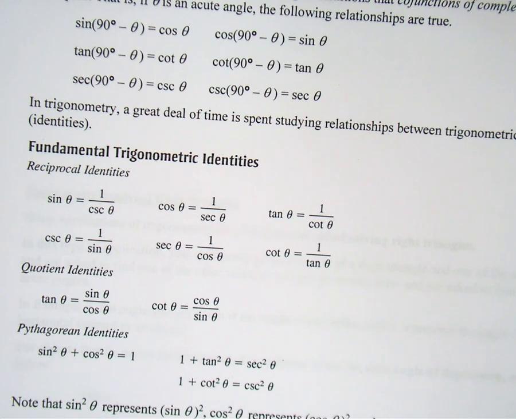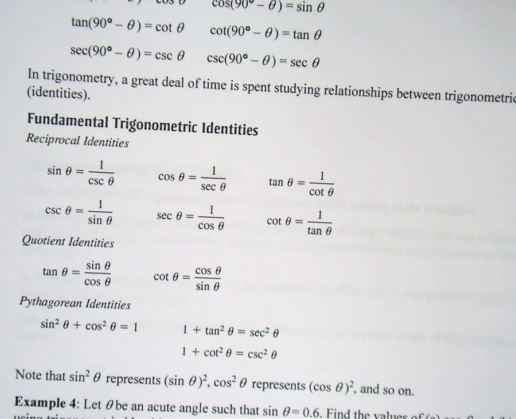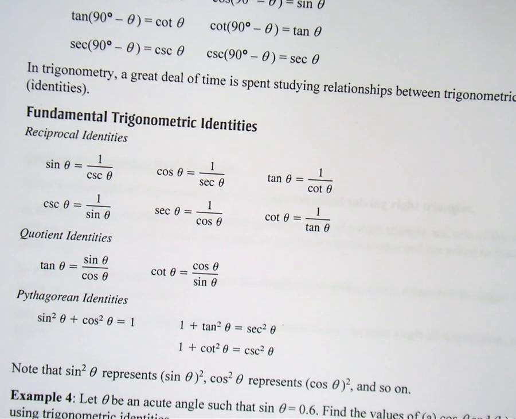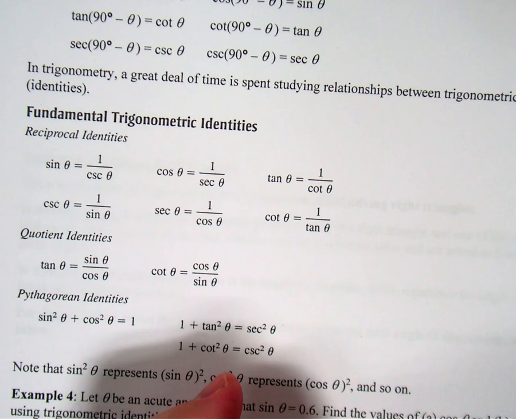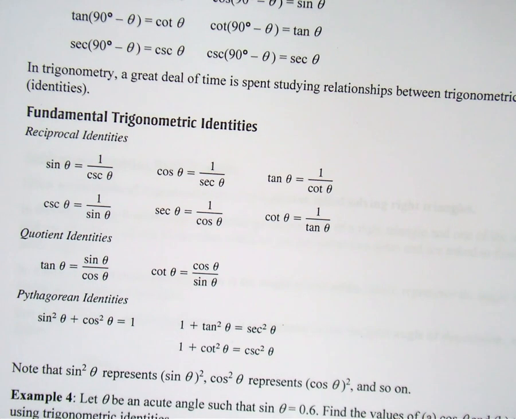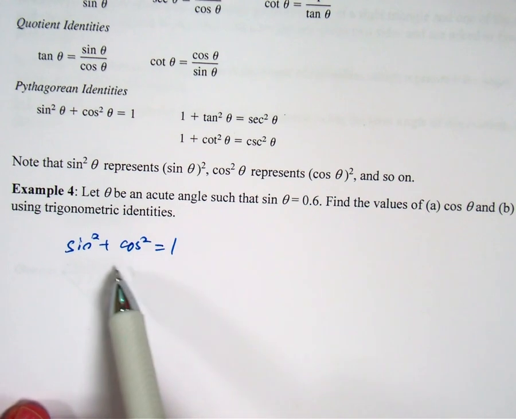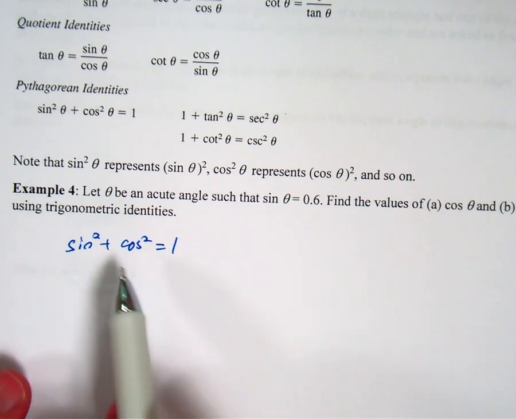Okay, let's get into a good one here. Let theta be an acute angle such that sine of theta equals 0.6. What would cosine of theta be? And then find tangent of theta using your trig properties. Okay, so if sine equals 0.6, sine squared plus cosine squared equals 1. I don't write the thetas in there because those turn into zeros for me, and then it messes up my problem. If you want to write them in there, go for it.